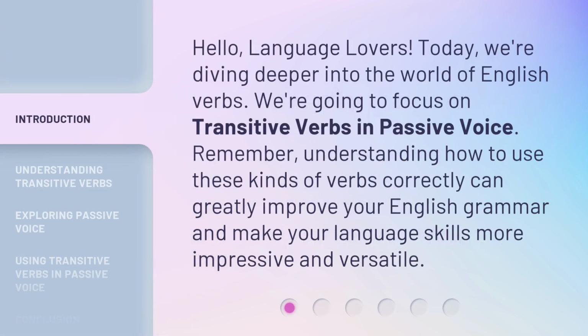Hello, language lovers. Today, we're diving deeper into the world of English verbs. We're going to focus on transitive verbs in passive voice. Remember, understanding how to use these kinds of verbs correctly can greatly improve your English grammar and make your language skills more impressive and versatile.